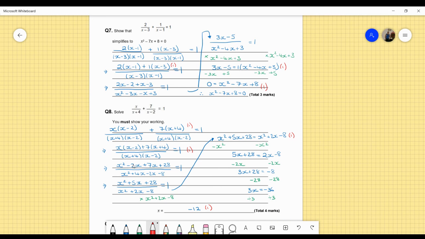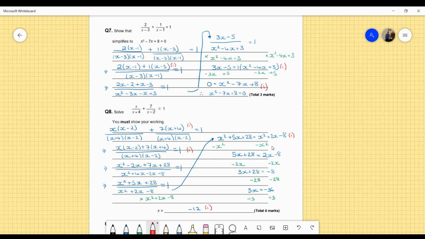Then expand your brackets, so that will give us x squared minus 2x plus 7x over 28, and the denominator x squared plus 4x minus 2x minus 8, and simplify that as much as possible. And then we've got an equation with a fraction, so I don't like that. Therefore, I'm going to multiply both sides by the denominator. So that will give me x squared plus 5x plus 28 equals x squared plus 2x minus 8. If you didn't simplify it and you've got these two equivalent to each other, you still get that method mark at that point.